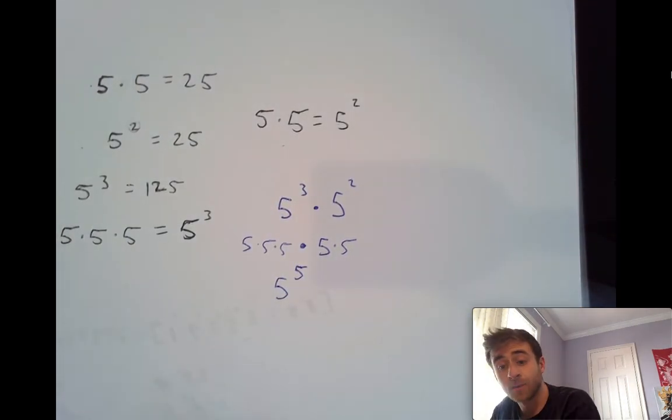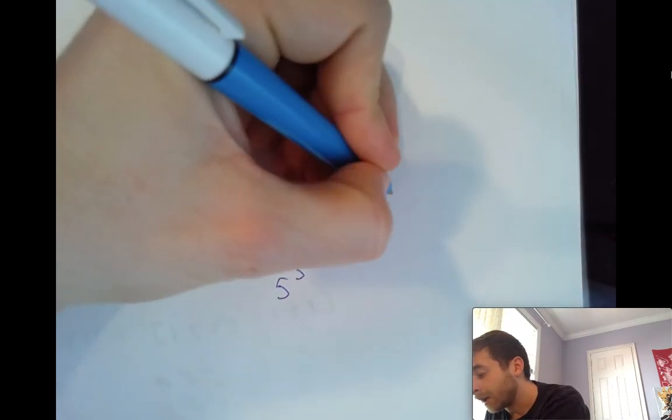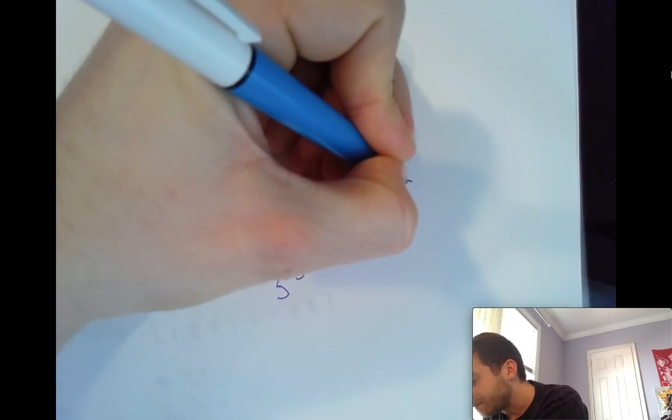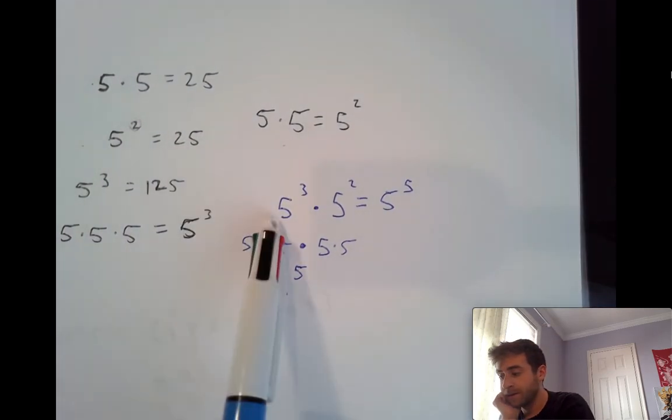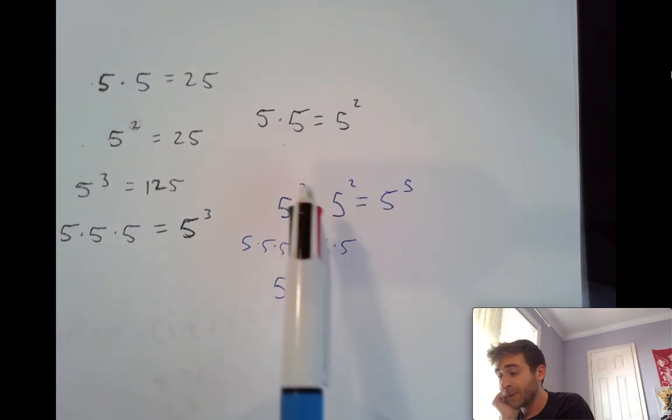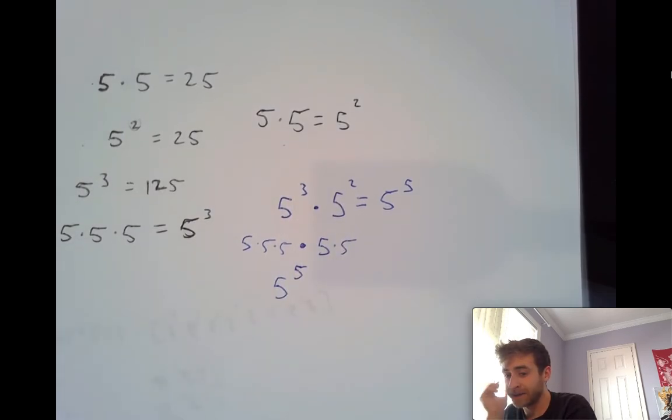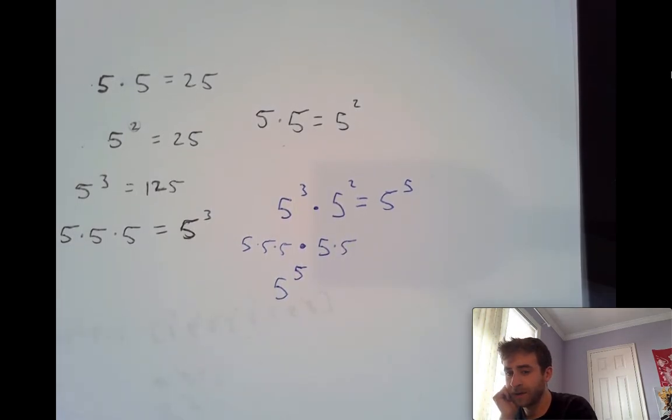And that is the main rule that I want to be talking about today: if you're multiplying things that have exponents, you get to add the exponents up, right? This is just a neat little rule that you get to follow.